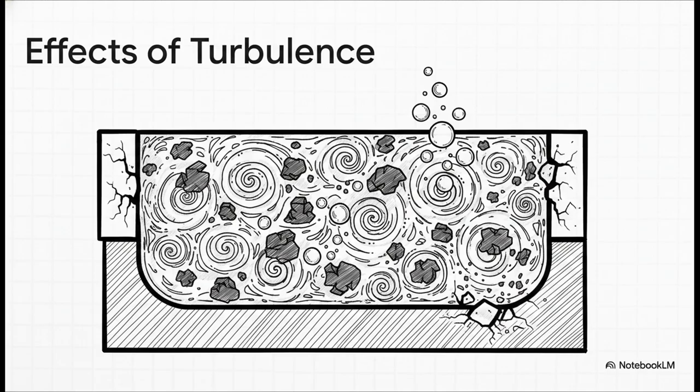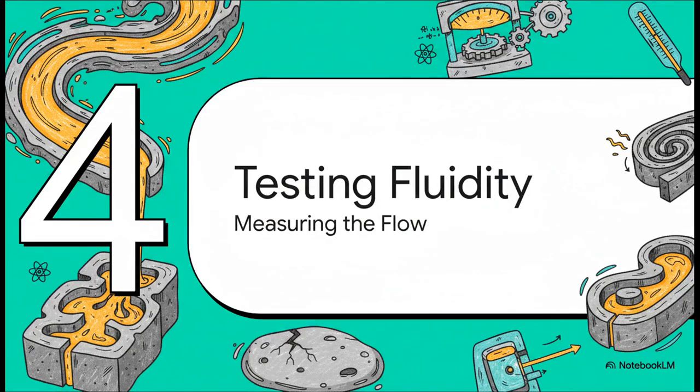And third, all that erratic, high-velocity liquid literally impacts and washes away the internal sand or plaster surfaces. It aggravates mold erosion and totally ruins the final shape. Section 4. Fluidity. Testing the flow. Let's see how engineers outsmart that turbulence.